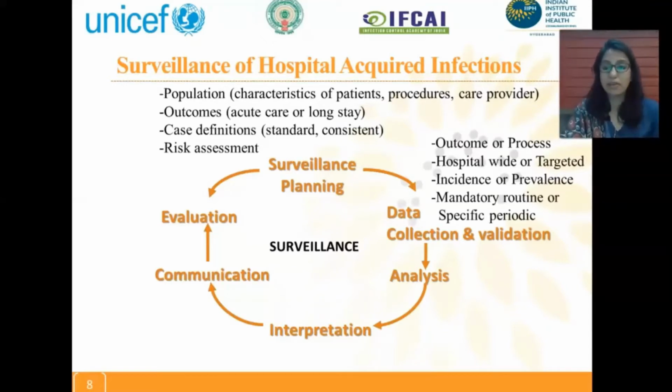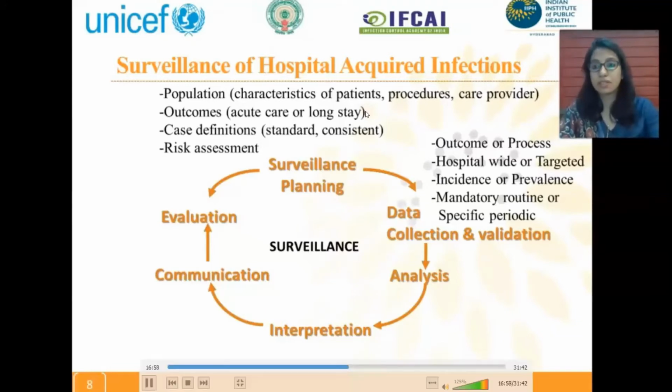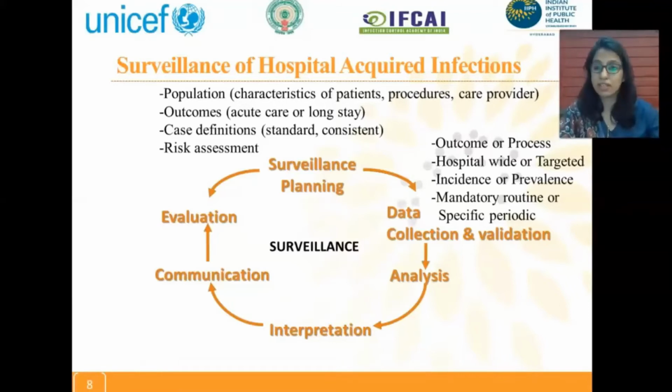If you're going for hospital wide or targeted, you collect information accordingly. I'll be going at certain details of what are the sources of information for these. Is it going to be incidence or prevalence? Or more important now, is it going to be a routine thing, as in, as the infection is noted, it has to be reported, or is it going to be periodic in nature, as a periodic survey, or even the duration? Is this going to be a routine for lifelong for the hospital, right?